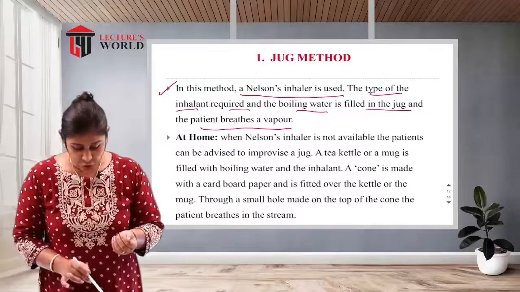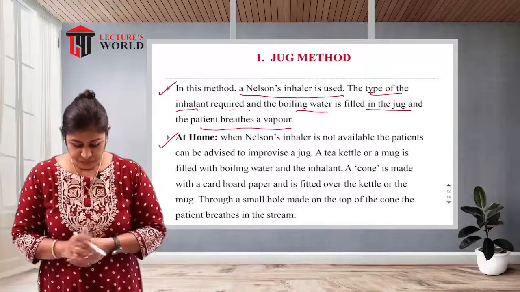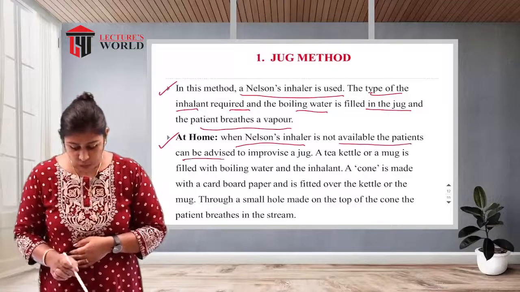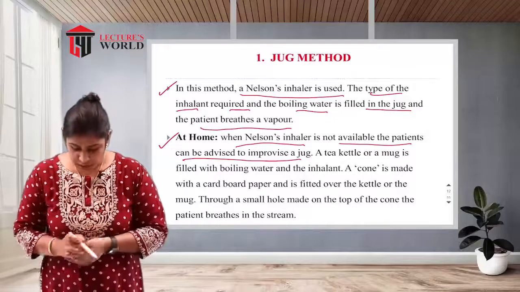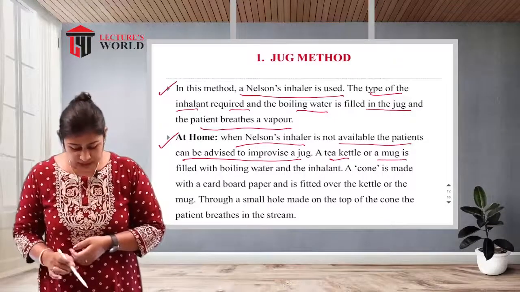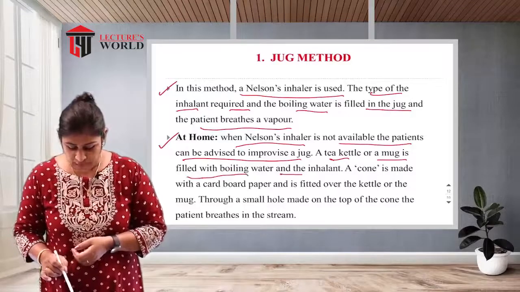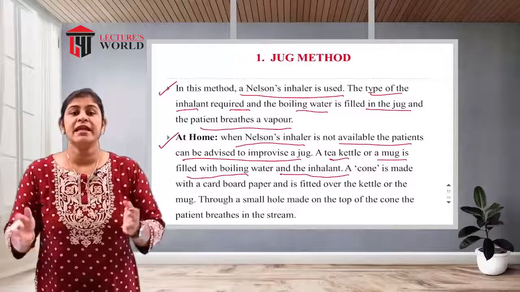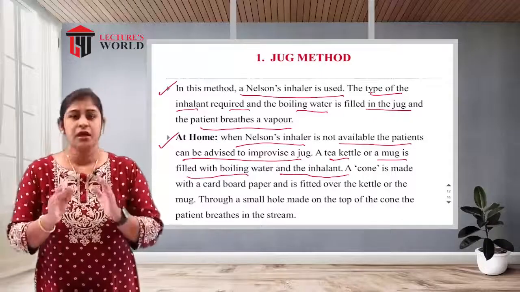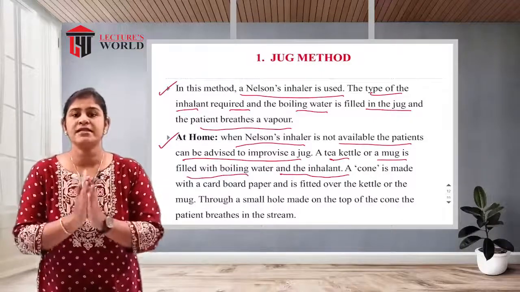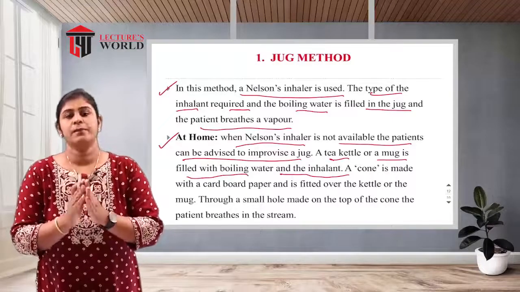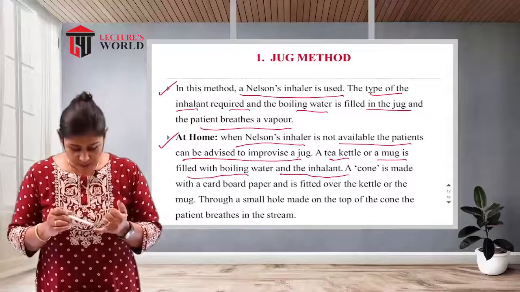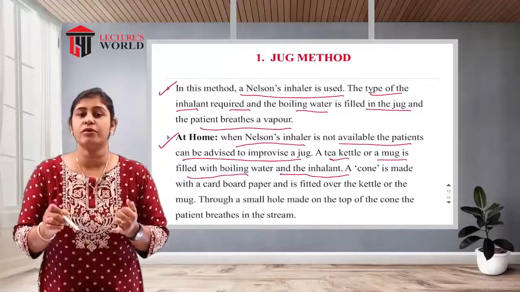Next is what they can do at home. When a Nelson inhaler is not available, the patient can be advised to improvise a jug. A tea kettle or a mug is filled with boiling water and the inhalant.